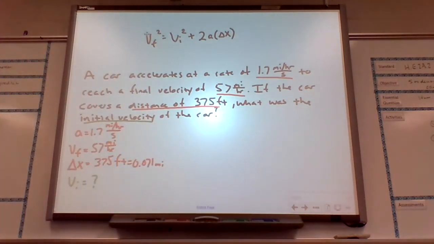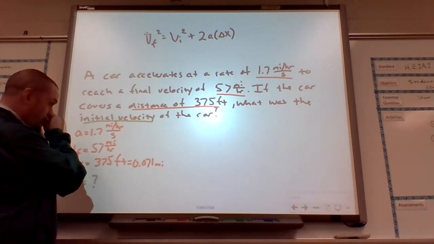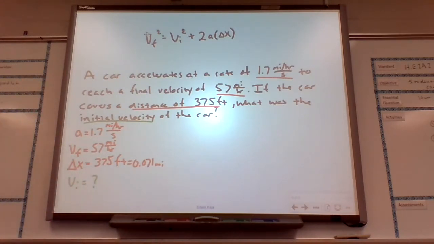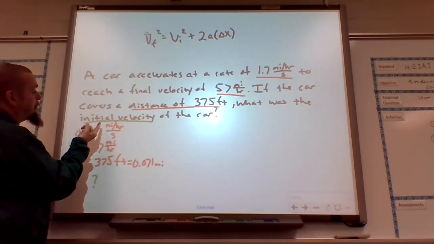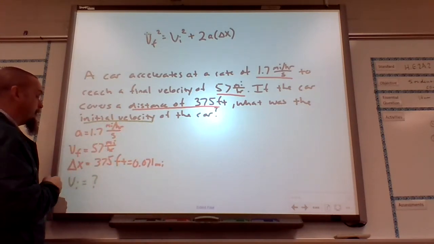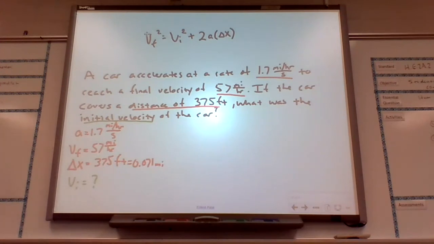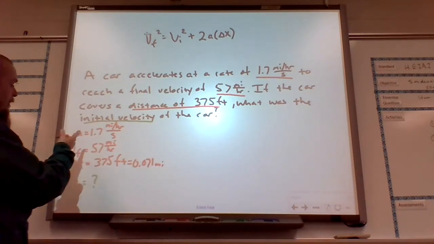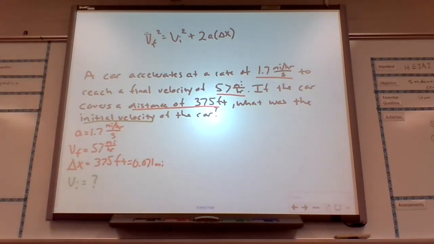The other issue I have here is this is seconds and that is hours. So I can either convert this into miles per hour squared, or I can convert this into miles per second. Let's do something different this time. Let's convert the 57 miles per hour into miles per second.